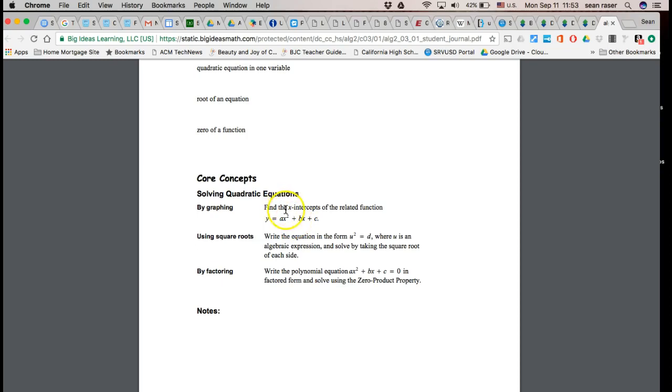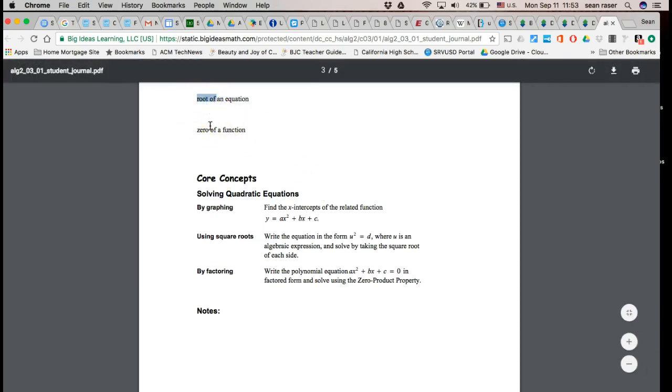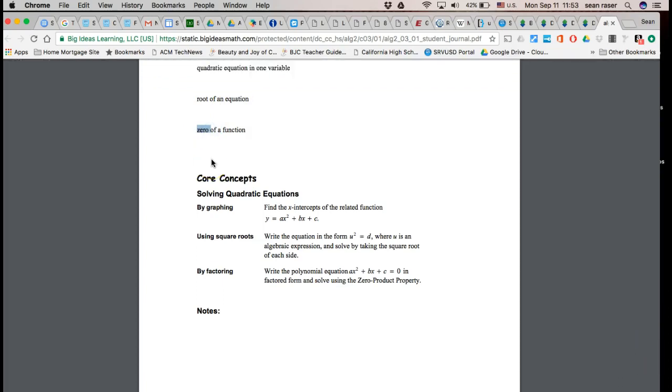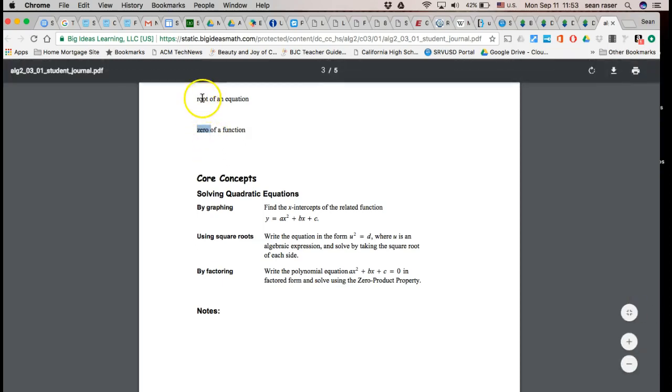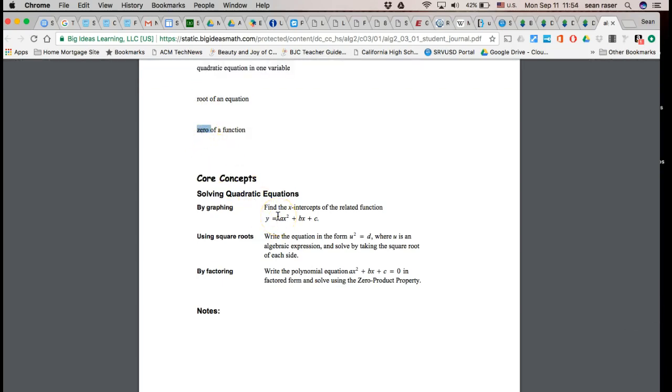Now, here you'll notice that the x-intercepts are what we're trying to find on the graph. That's because the x-intercepts are the solutions to a quadratic equation. We have a couple other words that we use: root of an equation or zero of a function. Those all mean the same thing. Those are the points at which our equation is equal to 0, and they're the points at which our function crosses the x-axis. So if you hear any of those different terms, that means find the solutions to the graph.